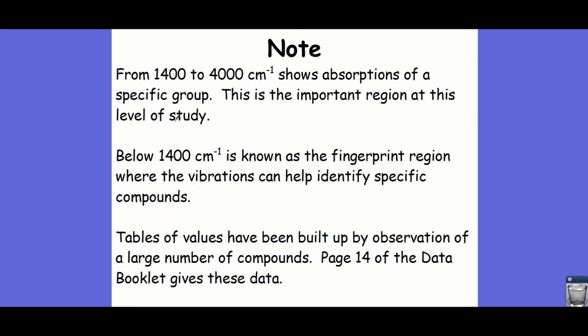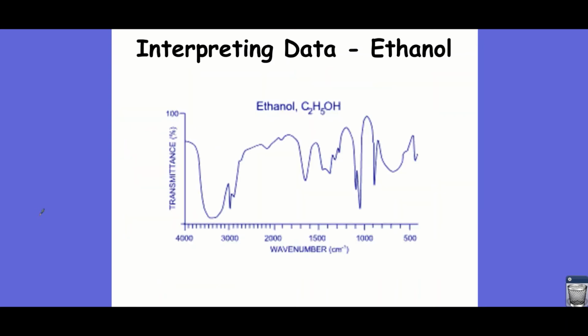But remember to always be referring to page 14 of your data booklet, which shows your correlation table, and you would never be asked anything outwith anything on that table. So let's have a look at interpreting an IR spectra for ethanol. Remembering, below 1400 is the fingerprint region, and we're not really going to look at anything in that region. A wave number of 1400 and upwards only.